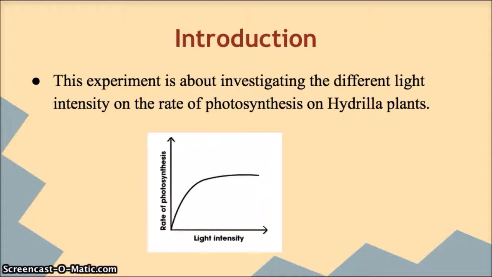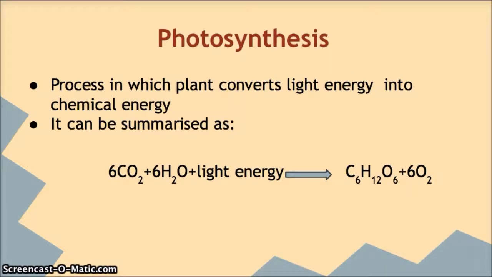Introduction. This experiment is about investigating the different light intensities on the rate of photosynthesis on hydrilla plants. Photosynthesis. Photosynthesis is the sequence of reactions performed by green plants, algae, and photosynthetic bacteria in which light energy is converted into chemical energy and used to produce carbohydrates and ultimately used to produce all the materials of the plant. It can be summed up as 6 molecules of carbon dioxide plus 6 molecules of water plus light energy equals a molecule of carbohydrate plus 6 molecules of oxygen.